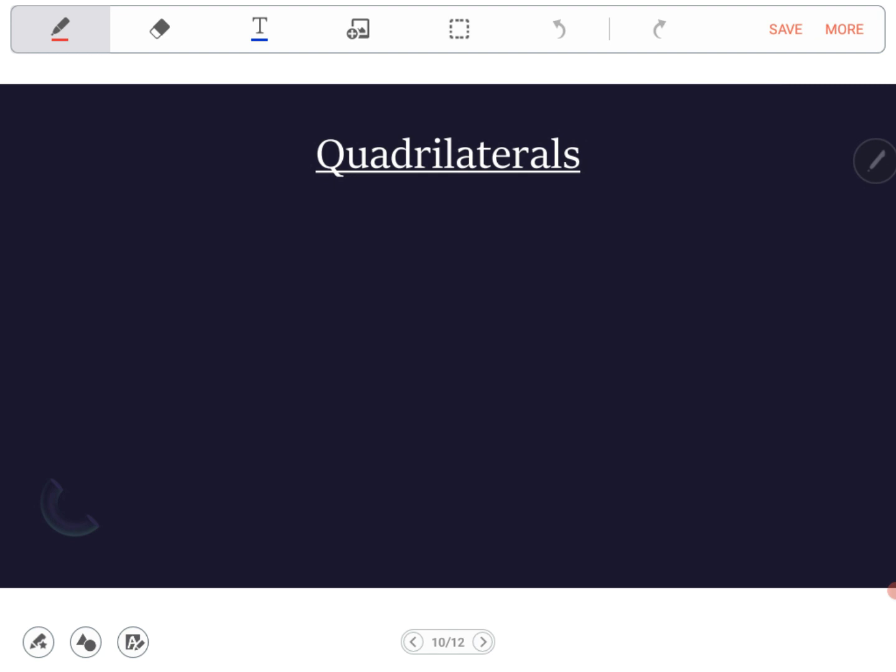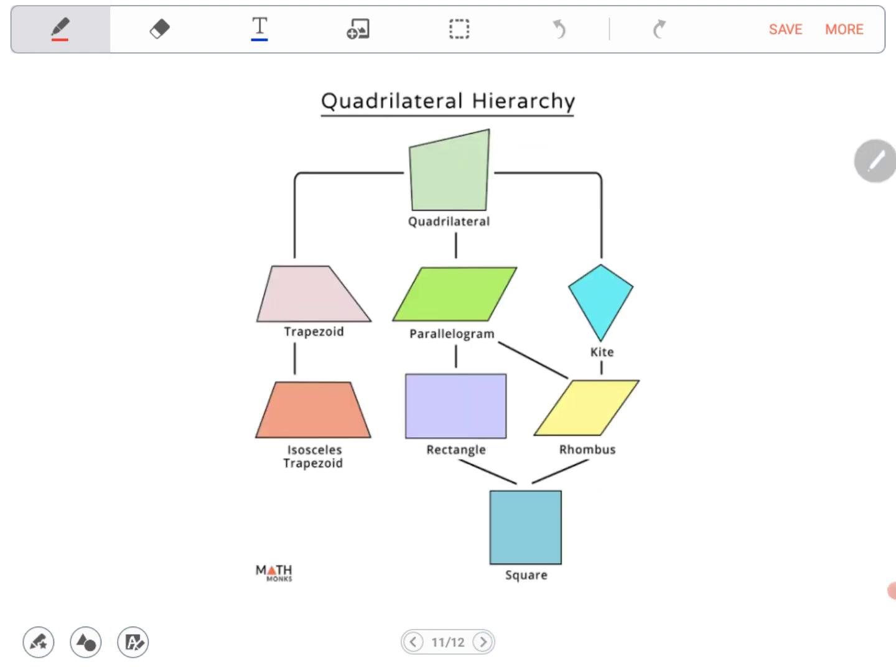Now we're going to look into quadrilaterals. So we are saying quadrilaterals are any 4-sided shapes. So those are quadrilaterals. Now let's have a look at these quadrilaterals. So this is a quadrilateral, and basically all of them are quadrilaterals.